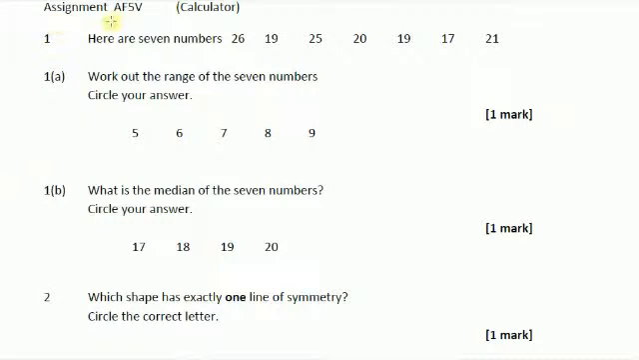So assignment AF5V, you're allowed to use a calculator. Number 1 says here are 7 numbers. There's 7 numbers there. Work out the range of the 7 numbers. The word range means the highest value minus the lowest value.